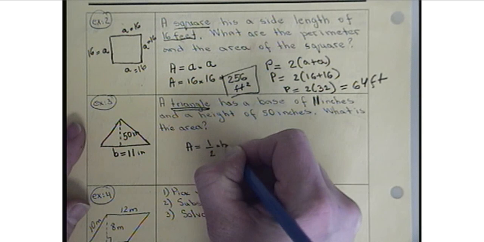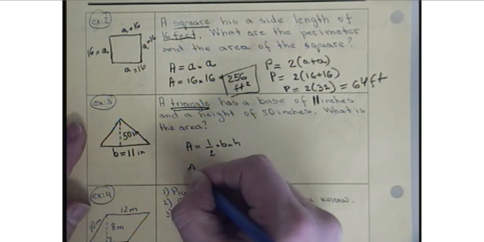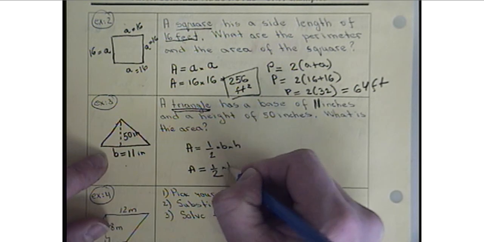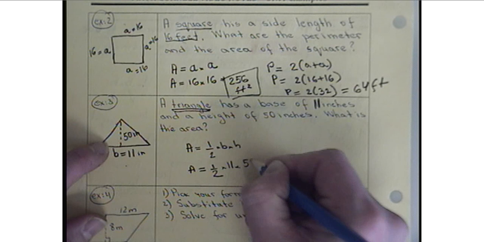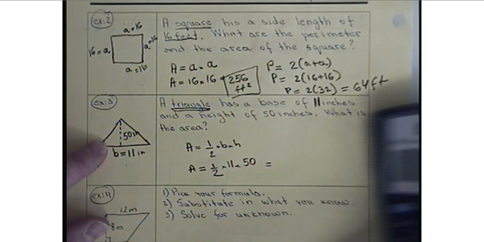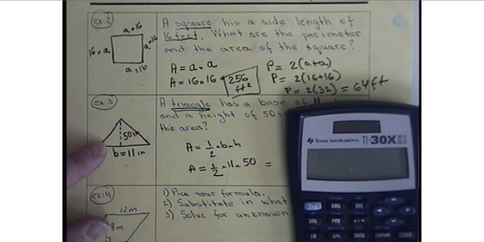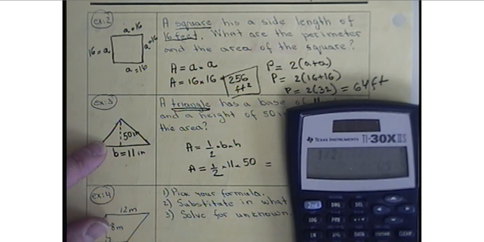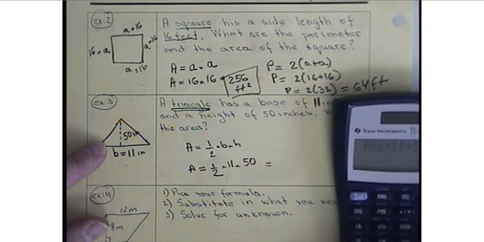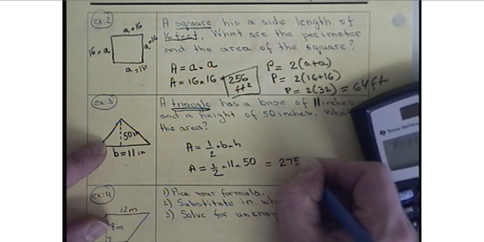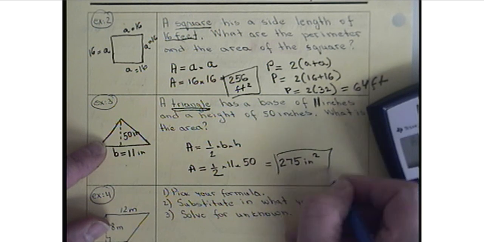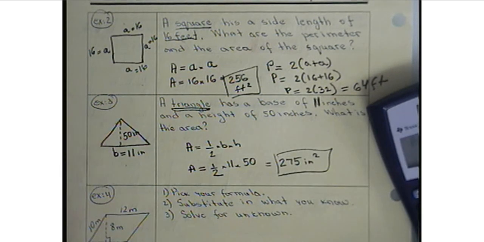What is the area? Well, the area formula for triangle is 1/2 times b times h. So the area will be equal to, we're going to substitute b with 11 and then h with number 50. Just do the calculations and write down the final answer. So we have 1 divided by 2 times 11 times 50. The answer is 275 inches square will be the area equal to in this example.